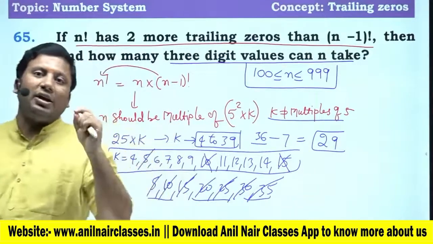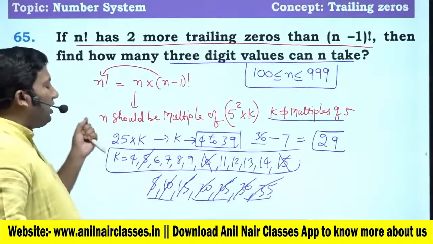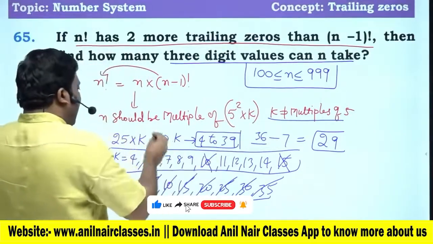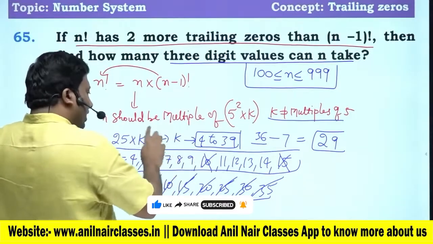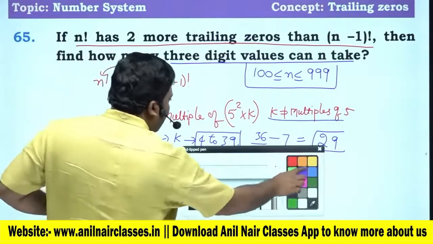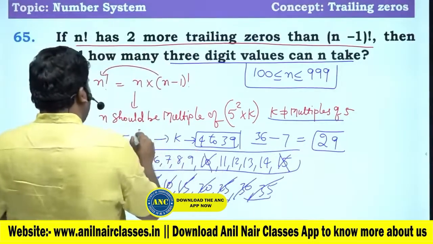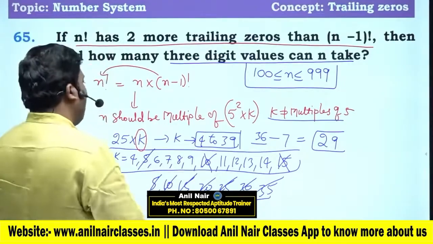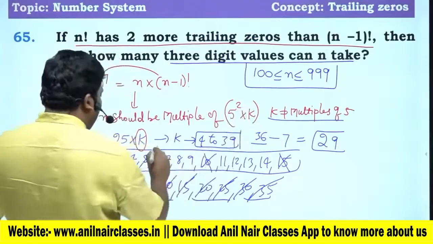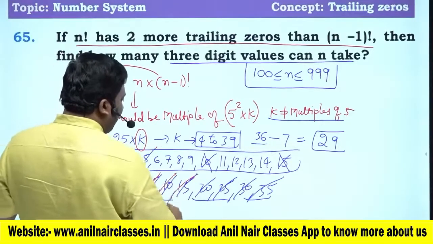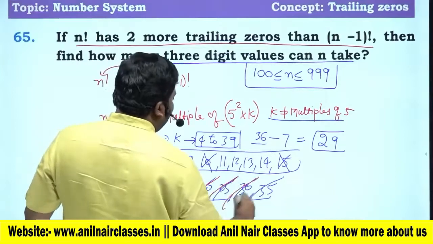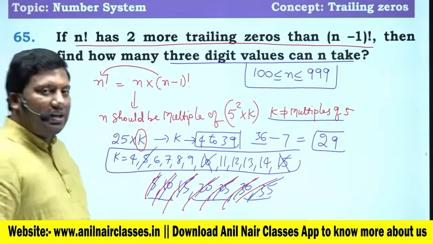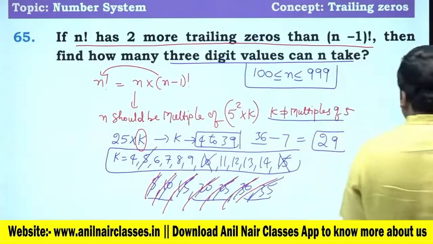n should be a multiple of 25. K cannot be a multiple of 5. K actual range is, if I exclude that condition, K can take from 4 to 39, because 25 into 40 will get 1000. From 4 to 39, K cannot take multiples of 5. 5 ones are, 5 twos are, 5 threes are, 5 fours are, 5 fives are, 5 sixes are, 5 sevens are. 7 cases are eliminated. 36 minus 7, it is 29. Next one.